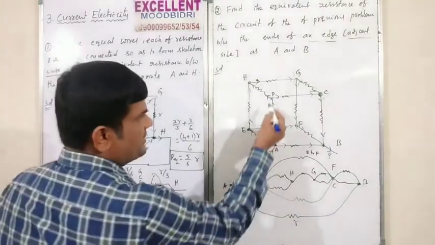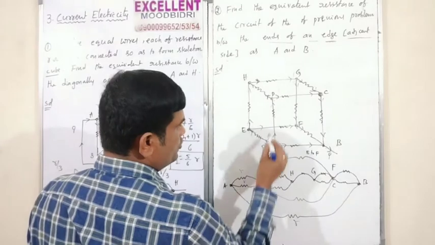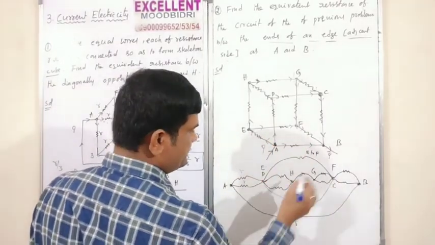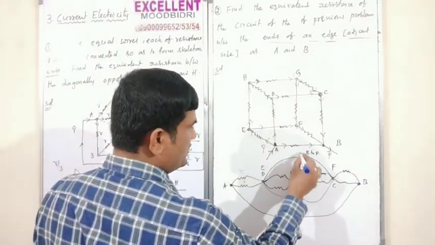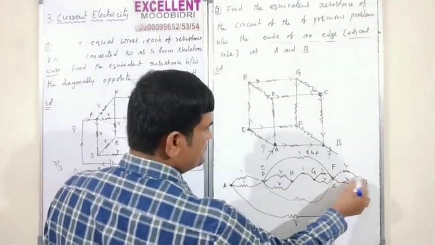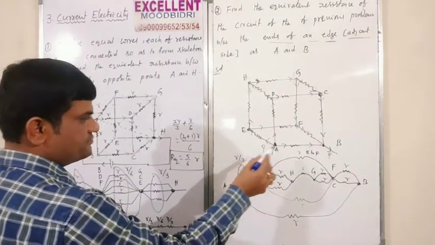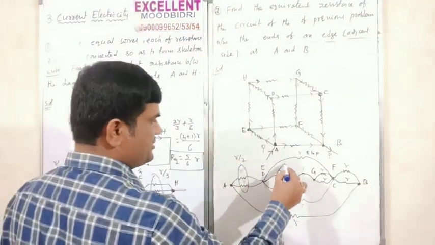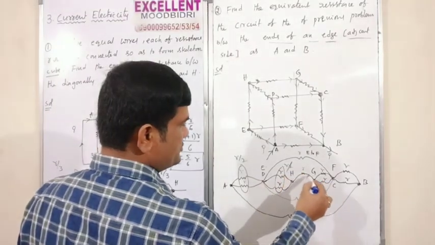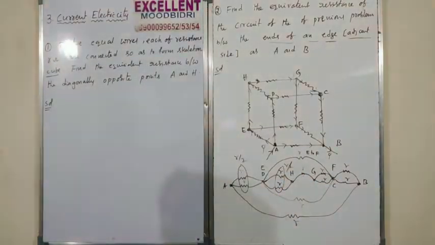Okay, this is the D to C. Next, E to F. So all resistances are the same, R only. So now this is R by 2. This is R by 2. This is R by 2. Now I can write this diagram.